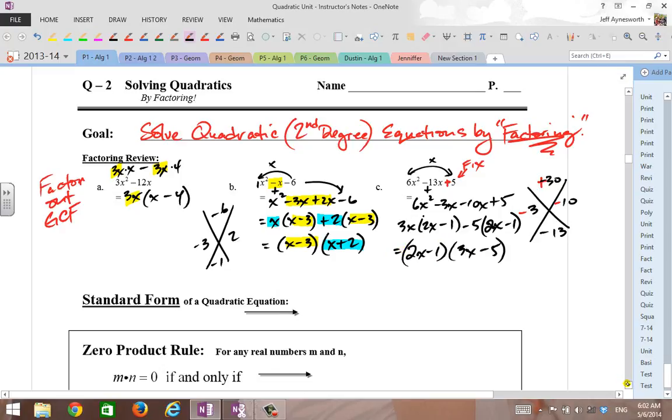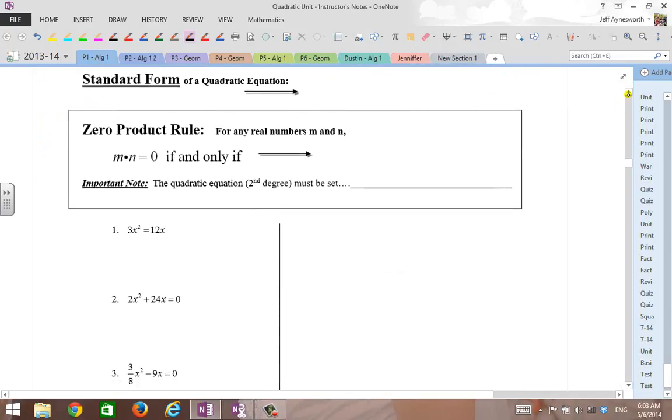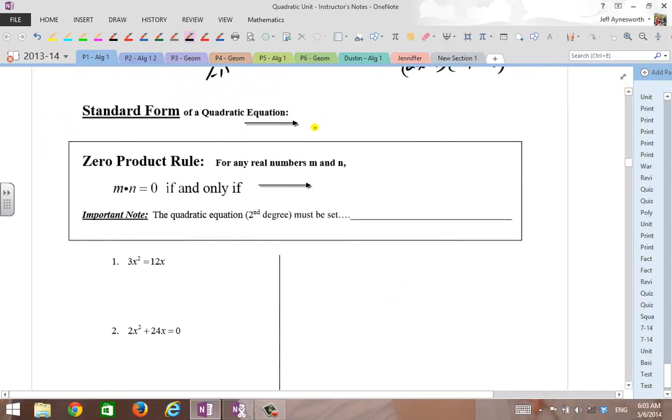All right, so that's what we did last unit on factoring. Now let's apply everything here. What we want to do is take a quadratic in standard form here and solve it. Now standard form looks like this: Ax squared plus bx plus some constant equals 0. Okay, the right-hand side is 0.